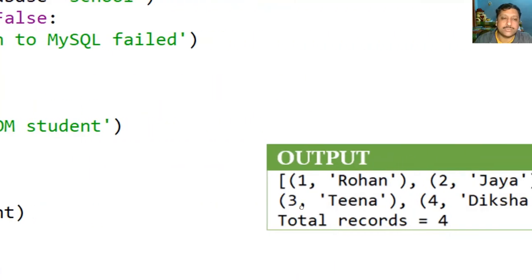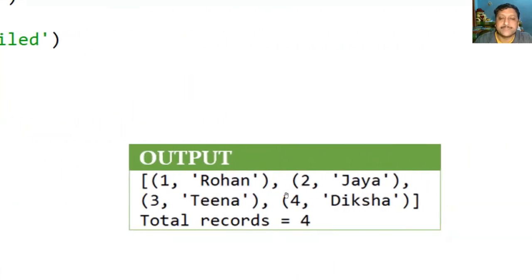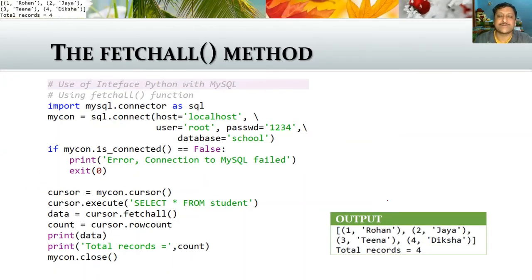Now see what output will come here. Total 4 records are there, with only roll number and name: 1 Rohan, 2 Zaya, 3 Tina, and 4 Diksha. Each row is in the form of a tuple, and all the individual tuples are stored in a list. So a list contains rows in tuple form. So 4 records are there, as we used the fetchall function.